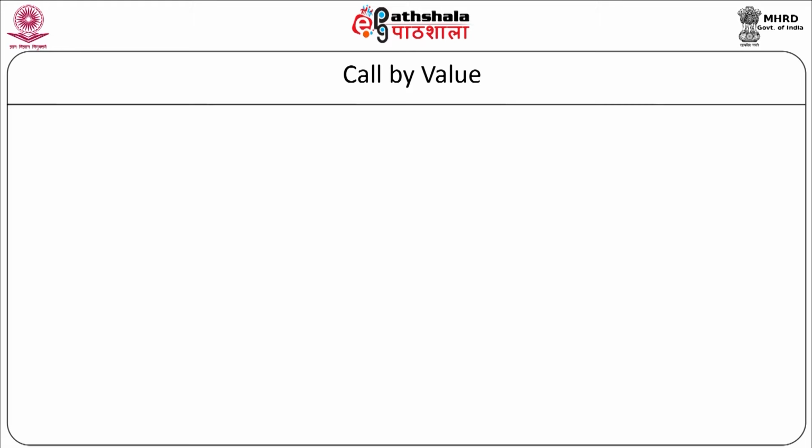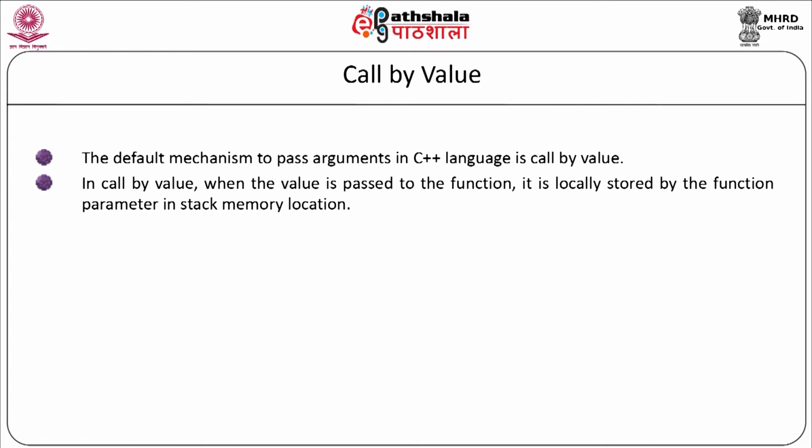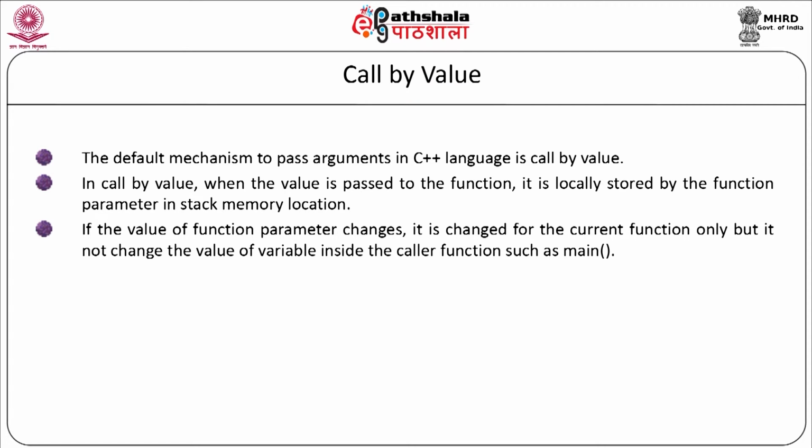The next concept which comes with the functions is call by value. The default mechanism to pass the arguments in C++ language is call by value. In call by value, when the value is passed to the function, it is locally stored by the function parameter in a stack memory location. If the value of the function parameter changes, it is changed for the current function only, but this change will not be reflected back to a caller function such as main.